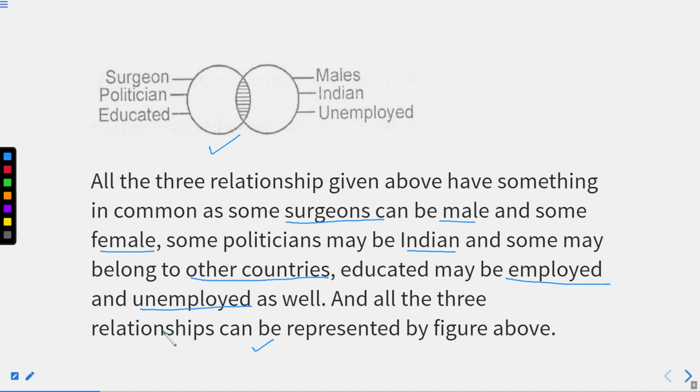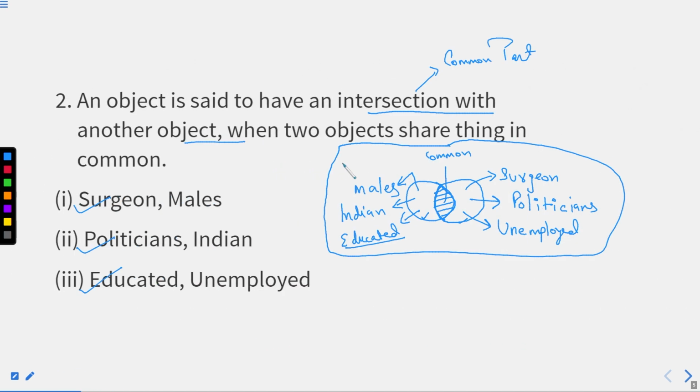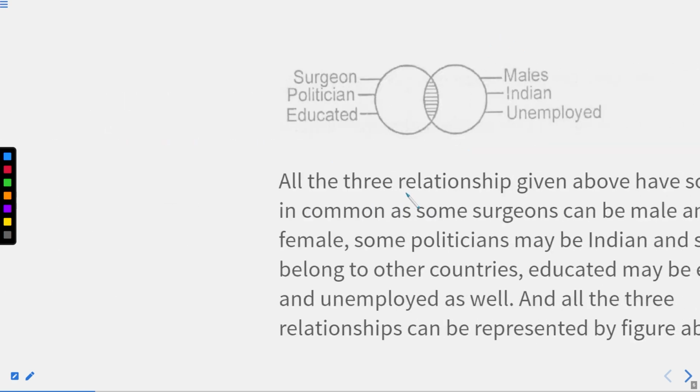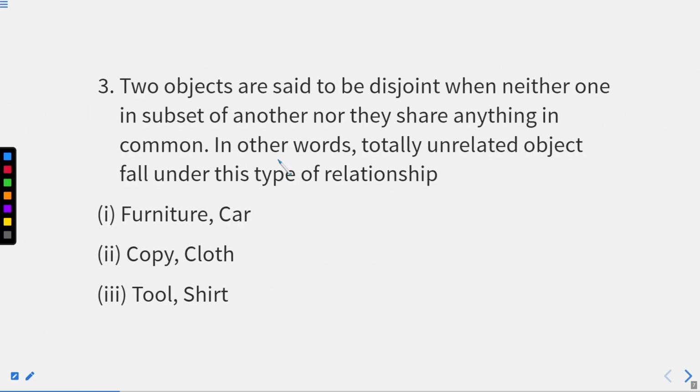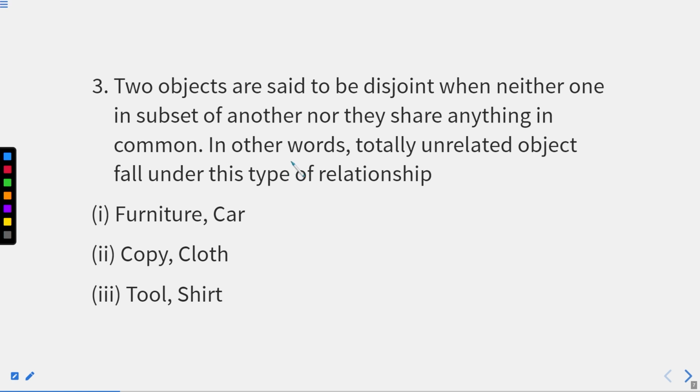And all three relations can be represented with the help of the given figure that I have already explained here as well, right? And here you see the same example. Now we'll discuss a third case in which two objects are said to be disjoint when neither one is a subset of the other. It means there is nothing in common, right? Nor do they share anything in common.